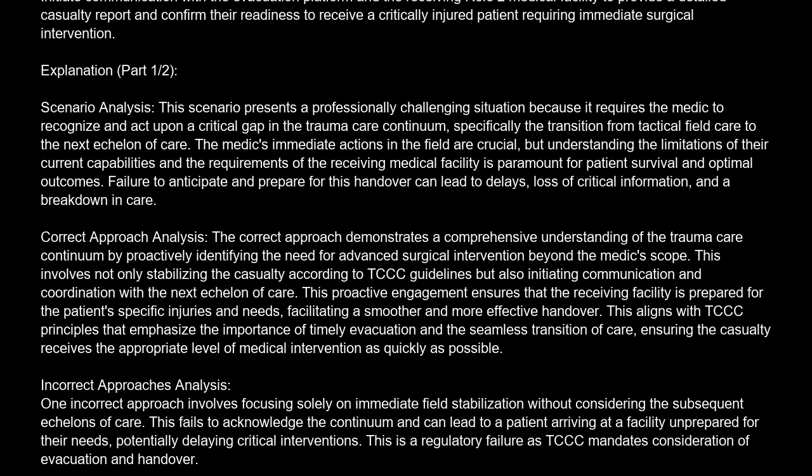Another incorrect approach is to assume the receiving facility will have all necessary resources and information without any proactive communication. This neglects the professional responsibility to ensure continuity of care and can result in a critical information gap, jeopardizing patient safety. This is an ethical failure as it prioritizes convenience over patient well-being.